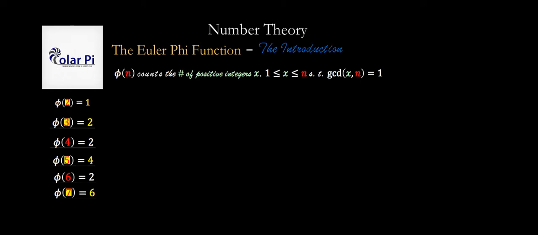Are you seeing a pattern in particular in what's highlighted in yellow? Hopefully. And phi of 8 is 4 because the list is 1 through 8, but only 1 and then 3 and then 5 and 7, that's 4 of them, do not have a common factor with 8. I think you're getting it.